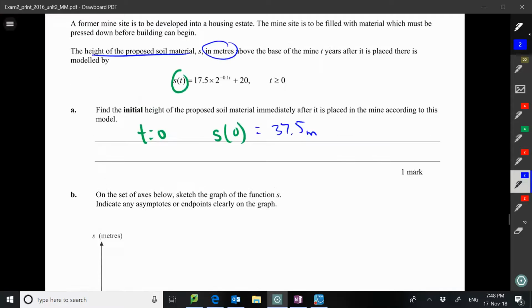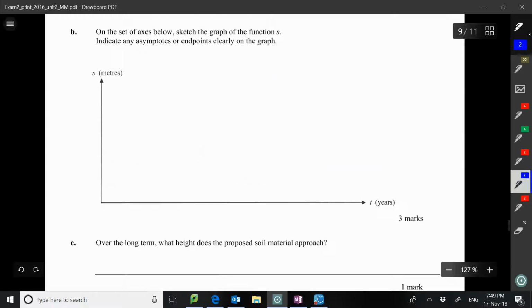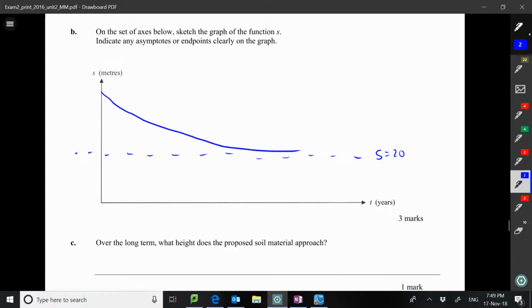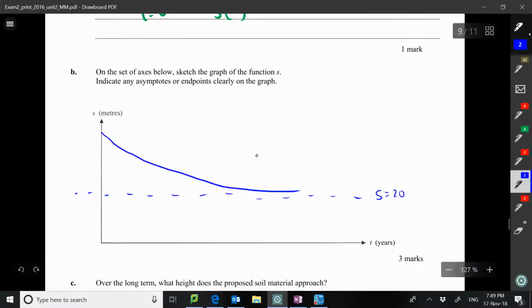Sketching the graph. Now, for me, I can already see this is an exponential problem. There's a negative next to the x, so it's a reflection in the y-axis, and there's an asymptote at plus 20. So in my head, I already have a graph where s equals 20 is the asymptote, and I know that it has to come down like this. It said t is equal to 0, so this is an endpoint. We worked out it started at 37.5 meters in height, and it goes down and approaches 20.